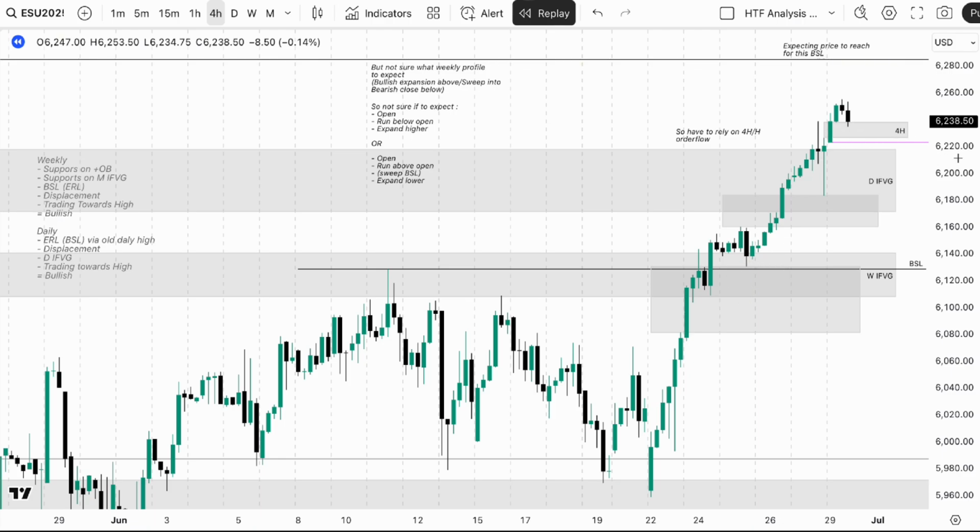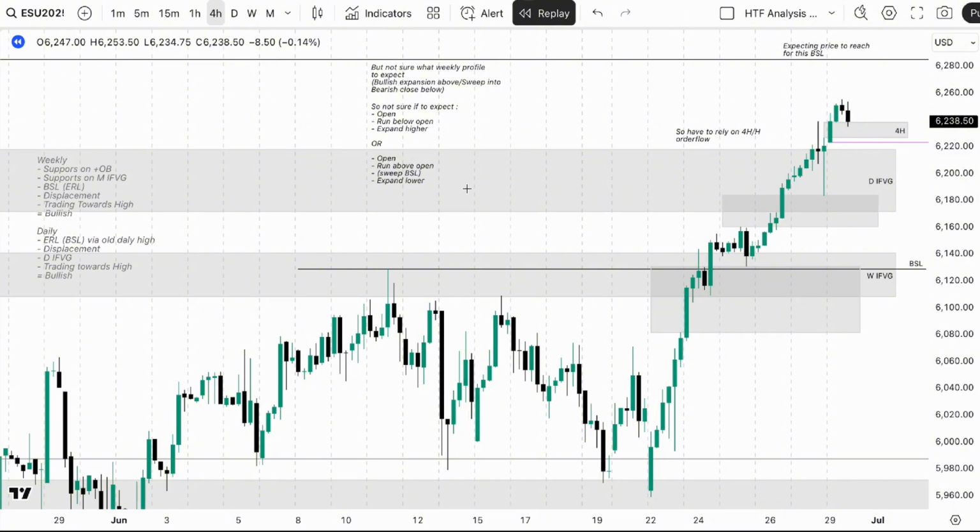The only thing is that I'm not entirely sure what is going to happen once we actually reach that buy side liquidity. I'm unsure if we're going to expand higher and displace through that high, or if we're going to just manipulate that high, sweep it, and then return back within the range. So for my weekly profile, I'm unsure if we're going to be running lower first to then expand higher, or if we're going to be expanding higher first to then run lower. So I kind of note that right here.